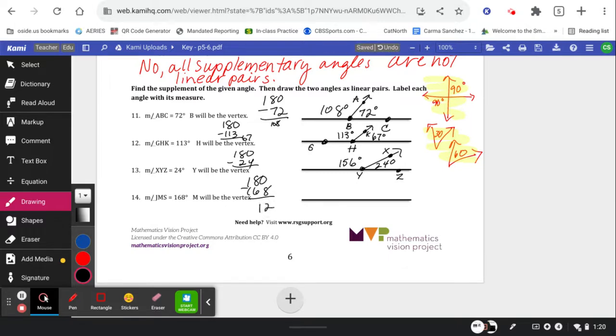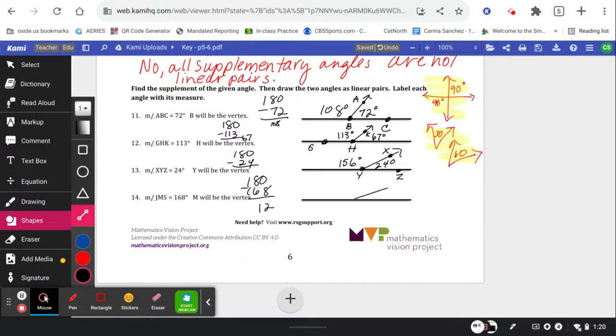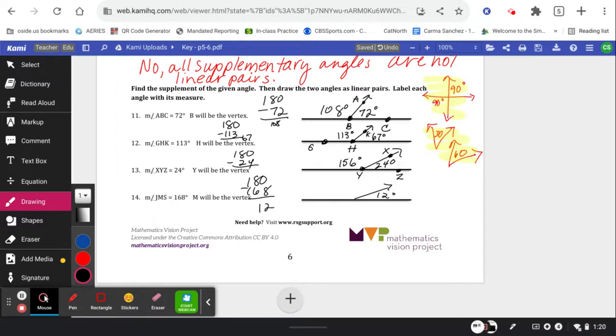And so that's only 12. So I'm going to make this one really skinny. Like boop. And so this guy is 12 degrees, and that's the measure of angle JMS. And so on the other side is our 160. Oh, shoot. Sorry, guys. JMS is the 168 angle.